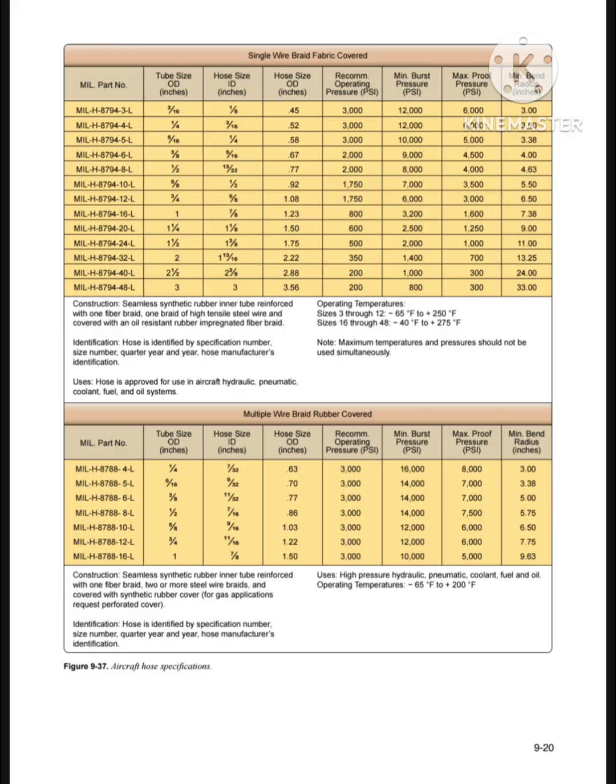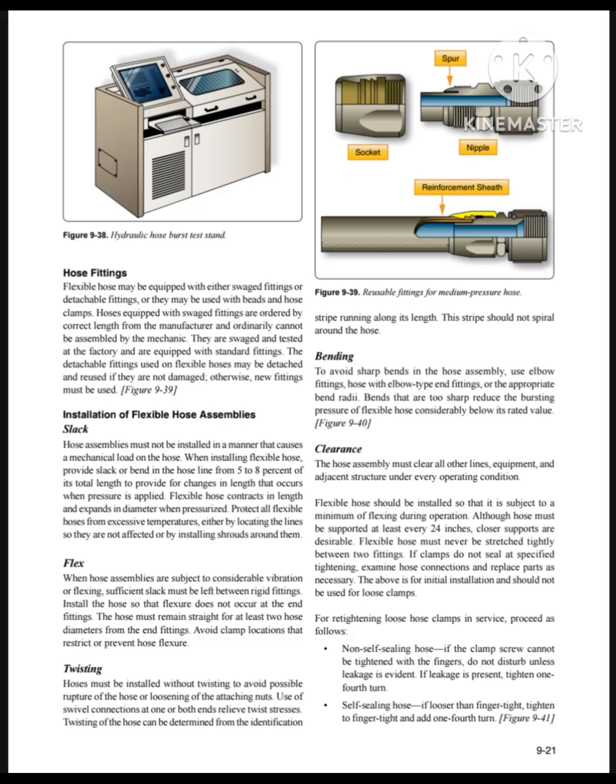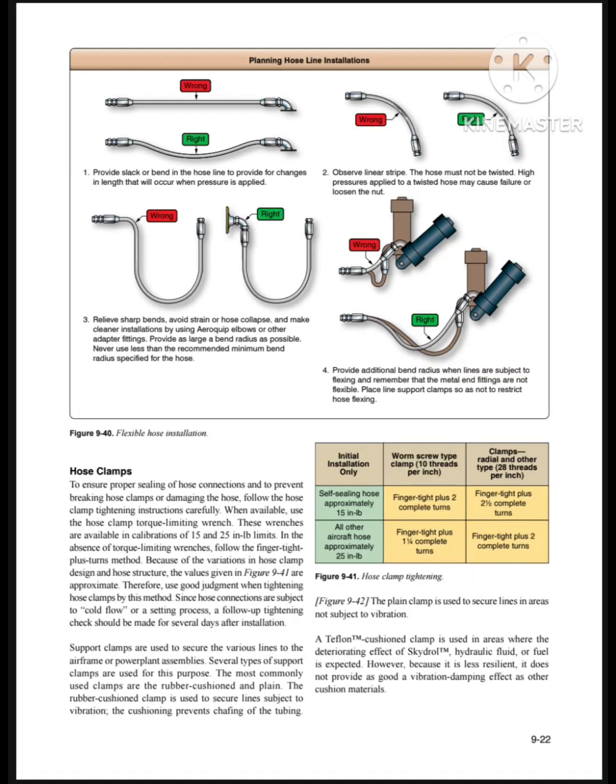In the next page, we can see the hose fittings and installation of flexible hose assemblies. In installation of flexible hose fittings: slack, flex, twisting, bending, clearance. It is shown how it is used, and a hose assembly must not be installed in a manner that causes a mechanical load on the hose. It is just used to join two parts. And in planning hose line inspections, use hose clamps to ensure proper sealing of hose connections and to prevent breaking hose clamps or damaging the hose, following what is shown on the next page.